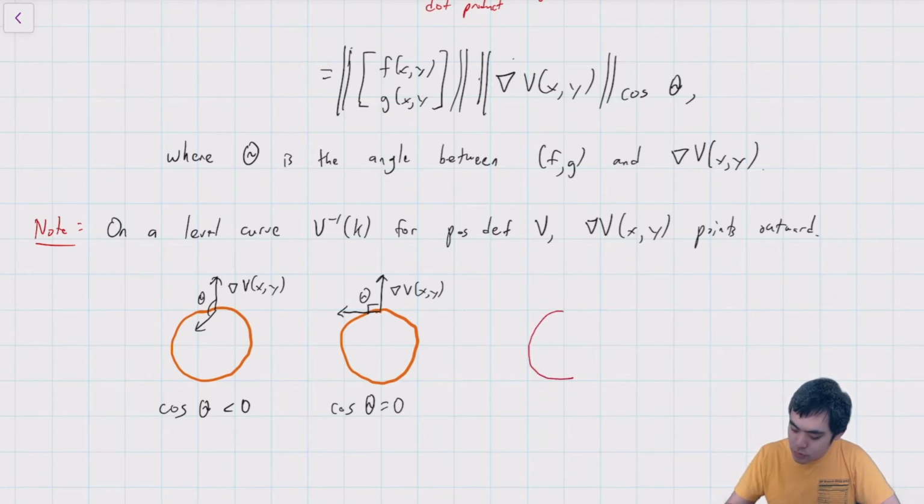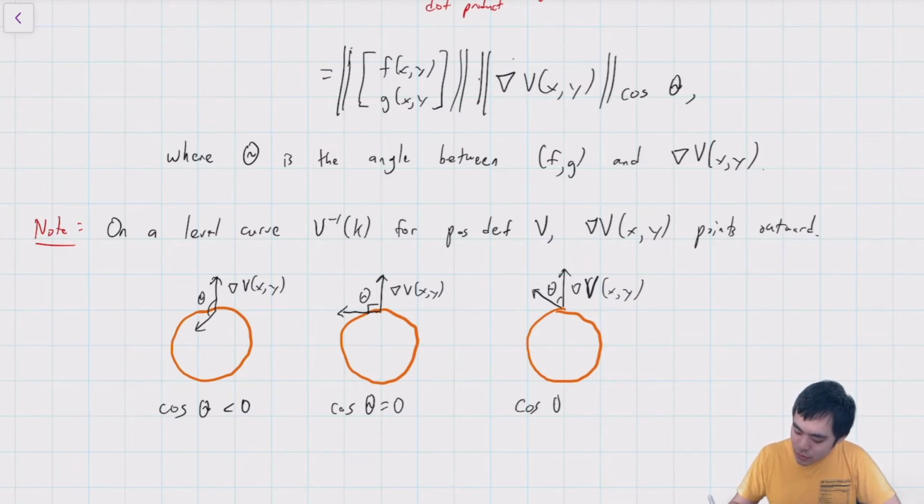Sorry, that's the wrong color. I'm using orange for this, I think. And in the case, oh, I erased all my drawing. This is the gradient of v. And if your angle is pointing upward, so if it's an acute angle, then we know that cosine of theta is greater than 0.